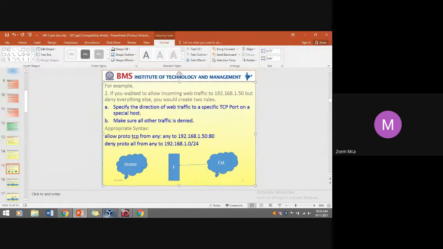Similarly, in this case, one is allowed. The other means you need to deny everything else except this. For that: deny protocol all from any to the home network. In the home network, all the IPs are going to be blocked. Only this IP is going to be allowed to accept the request sent from the external entity. Okay, this is another example of writing a rule for firewalls.